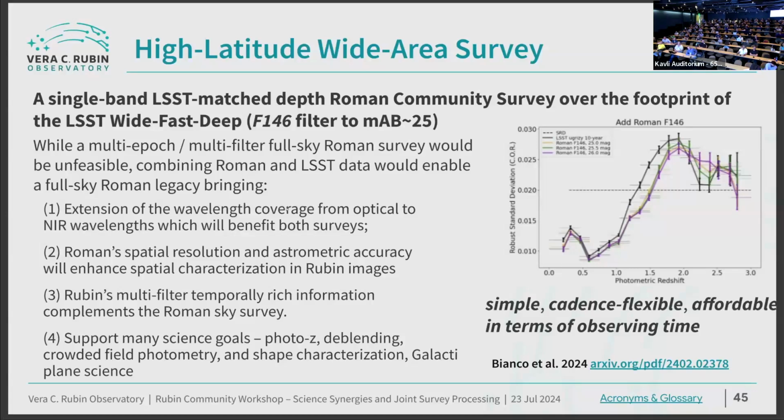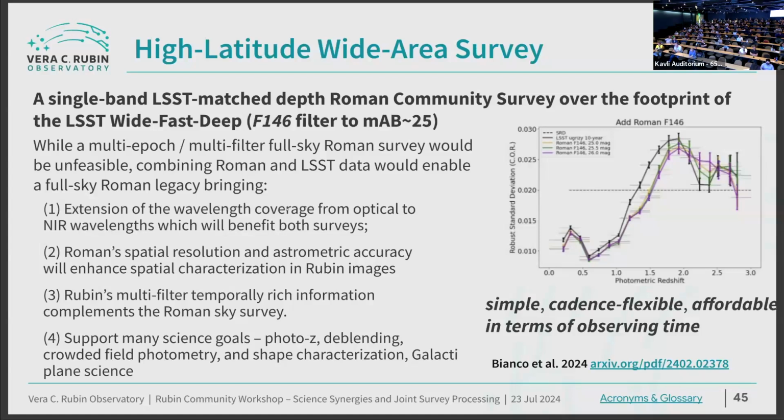Some of the highlights of this I've listed here. With this filter, you'll extend the wavelength coverage from Rubin's optical through into the near infrared wavelengths, and this will have benefit for both surveys. In Rubin science, this will bring an extension of the wavelength range and increased spatial resolution. With the Roman science, it will bring in the time domain dimension and the shorter wavelength photometry as well. Roman's spatial resolution and astrometric accuracy will be very advantageous for characterizing Rubin images. Rubin's multi-filter, temporally rich information complements the Roman sky survey.